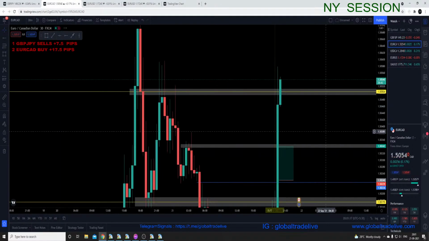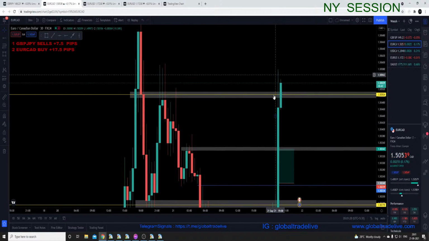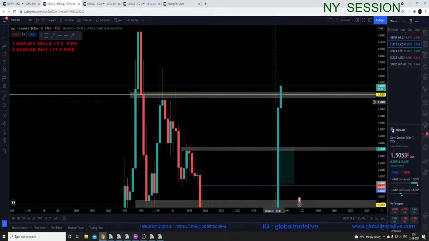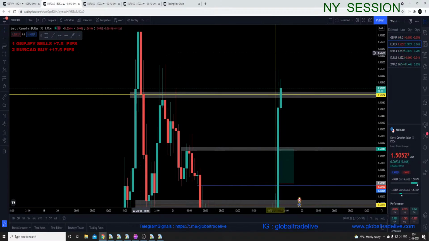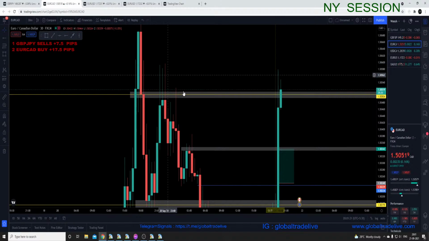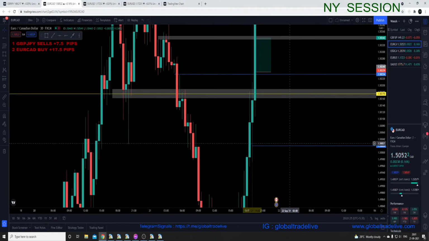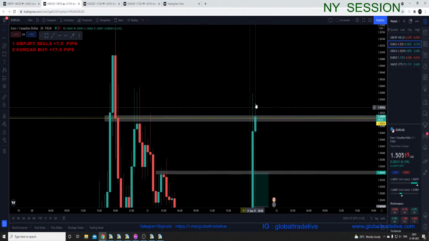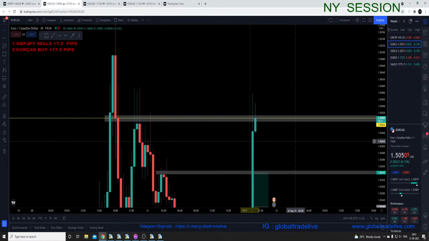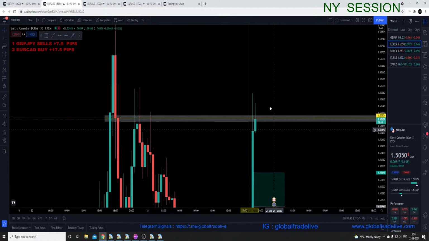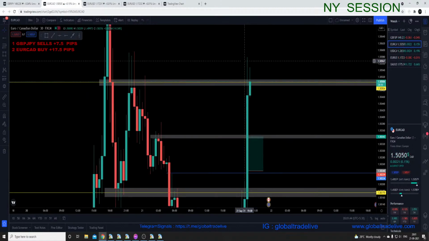Let's have a look at 30 minutes. The previous 30-minute candle rejected this area, and the previous candles also rejected this area. So to take a buy trade, you should wait for a candle to close above this area. The reason is, now it can retrace back, create a support, and then go up.